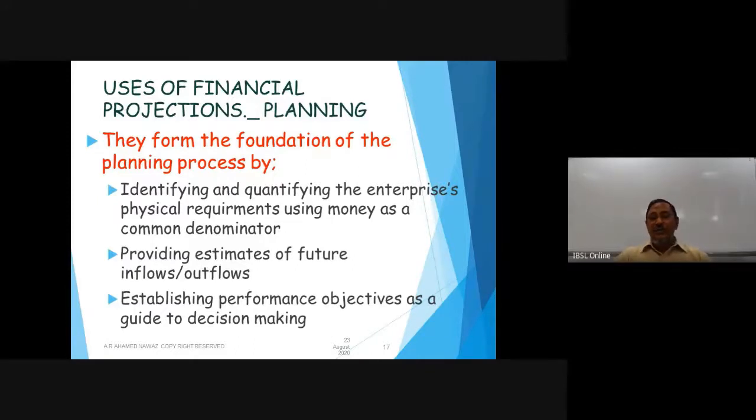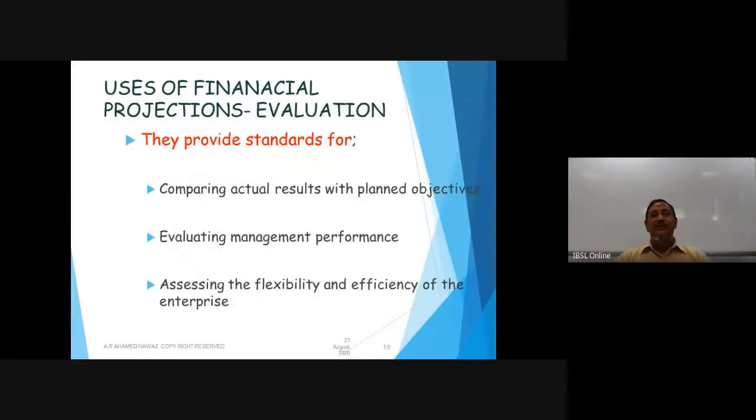Establishing performance objectives as a guide to decision making. Performance objectives mean what to achieve. It is a guide for our decision making. It's a standard. Compare the actual result with the planned objective, and compare the actual result with your projections.